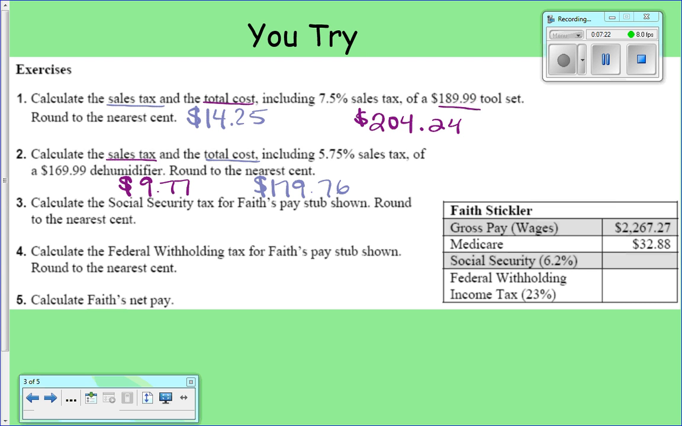3 and 4, we have to determine Social Security tax and a federal withholding income tax. So the Social Security tax, you get $140.57. We're good with that? All right. Our federal withholding tax was at a whopping 23%, which is $521.47 being deducted. Go home and have your parents.